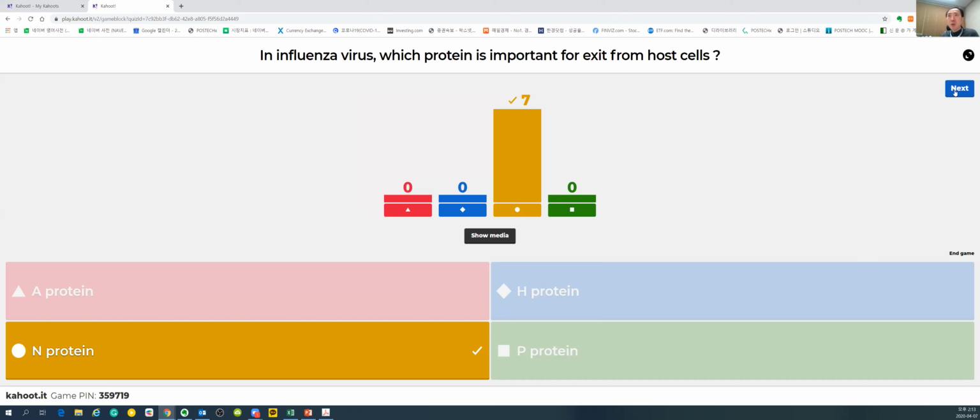So in comparison, coronavirus does not have both of them. Coronavirus has only one kind to enter.